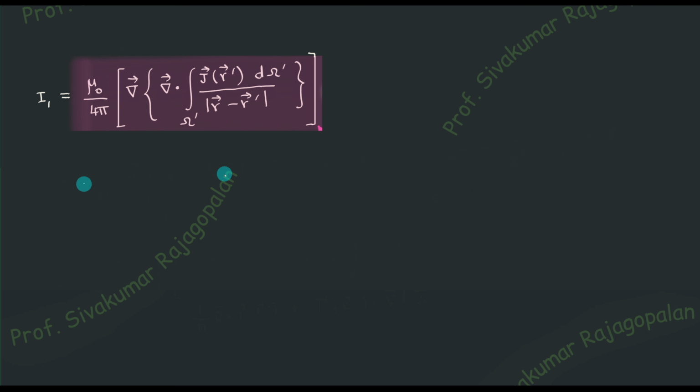So the original plan is slightly diverted. The gauge transformation and the Coulomb gauge will be discussed after completing this formal proof. So let us proceed with this.